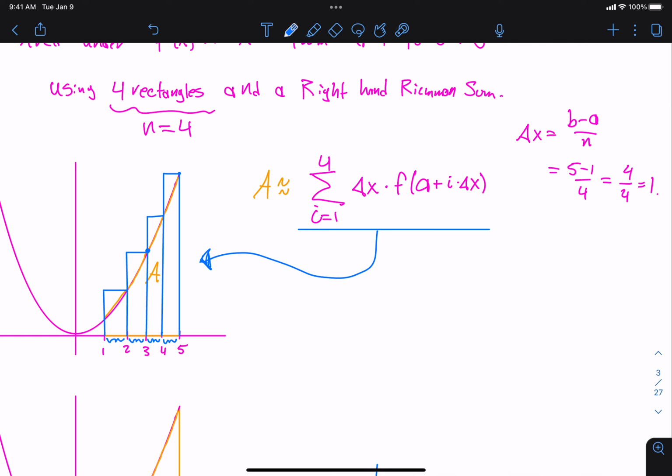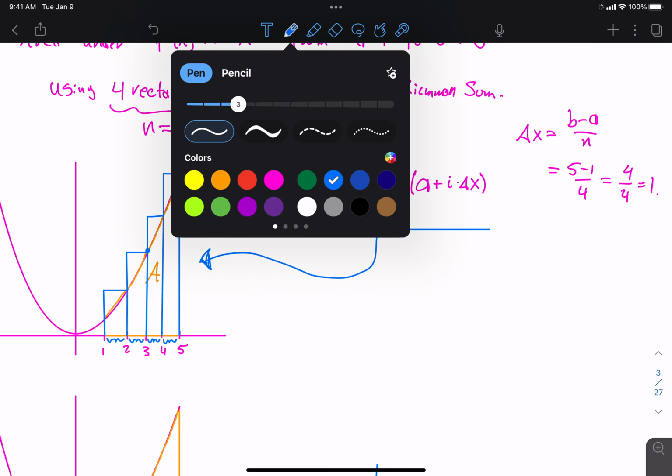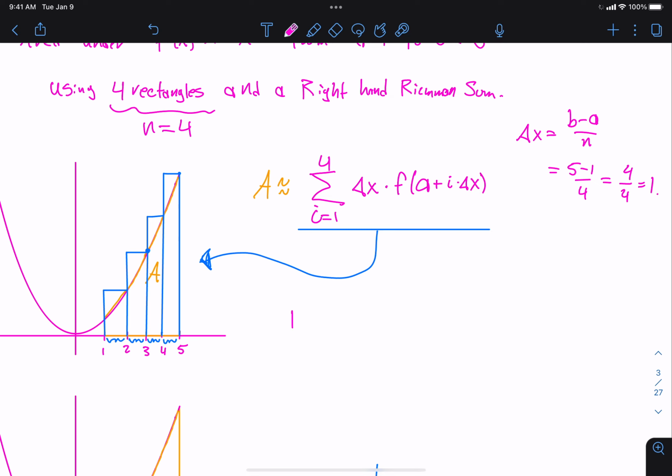Well, all we have to do is take each term. Delta x is 1, so we do 1 times f of a is 1, and then initially we have i equals 1, right? So we're going to add 1, that's what i is, and then times delta x, which is again 1. Then plus delta x is again 1, but now i is 2. So this will be times f of 1 plus 2 times 1. Plus 1 times f of 1.